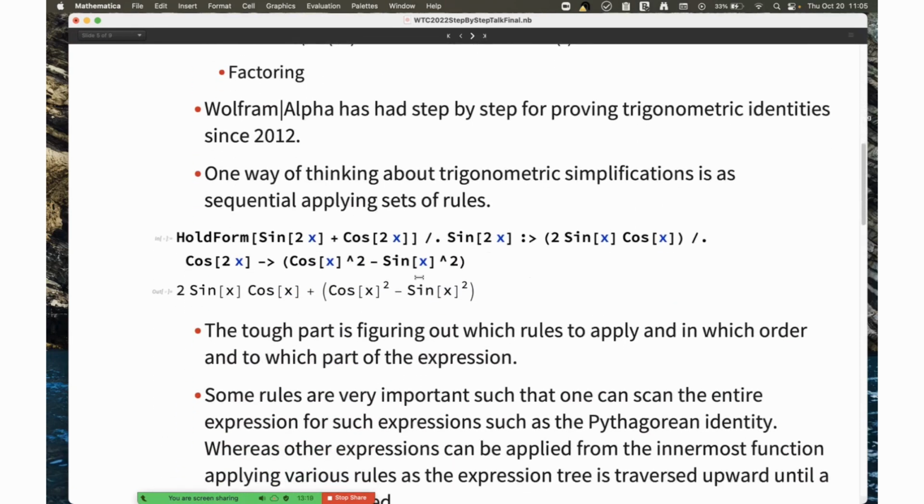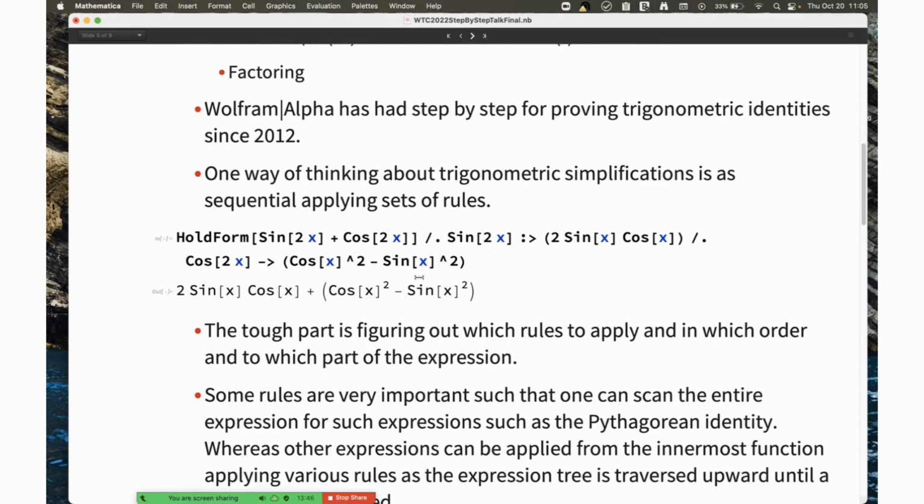But one idea you can think about here, if you're trying to understand this from a conceptual programming viewpoint, is that you can think of these trigonometric simplifications as sequential applications of rules. As Jeremy was mentioning at the beginning of the hour, there are rule-based methods, and simplifications are one example of a rule-based method.